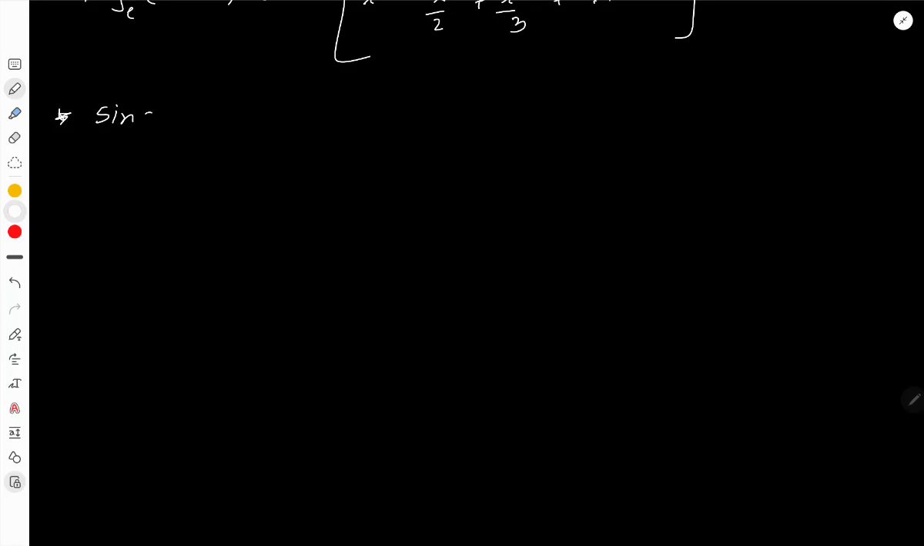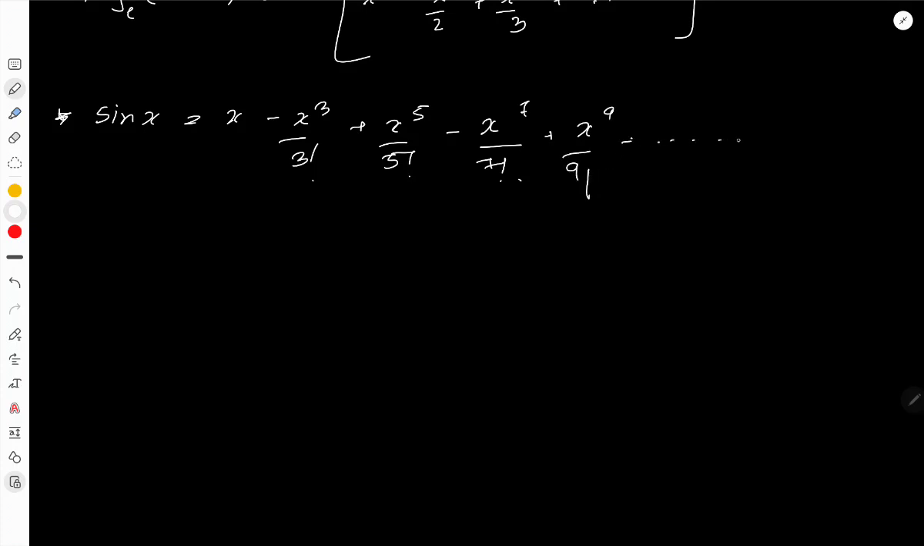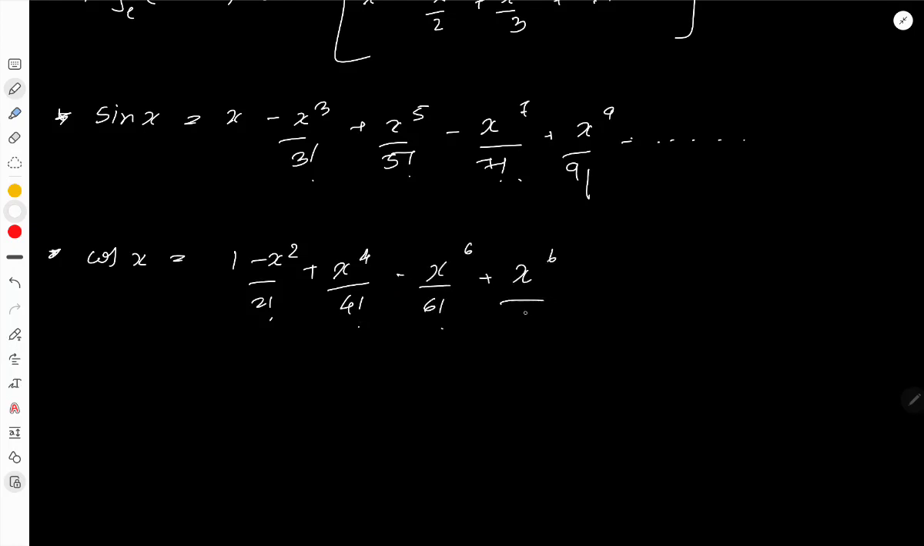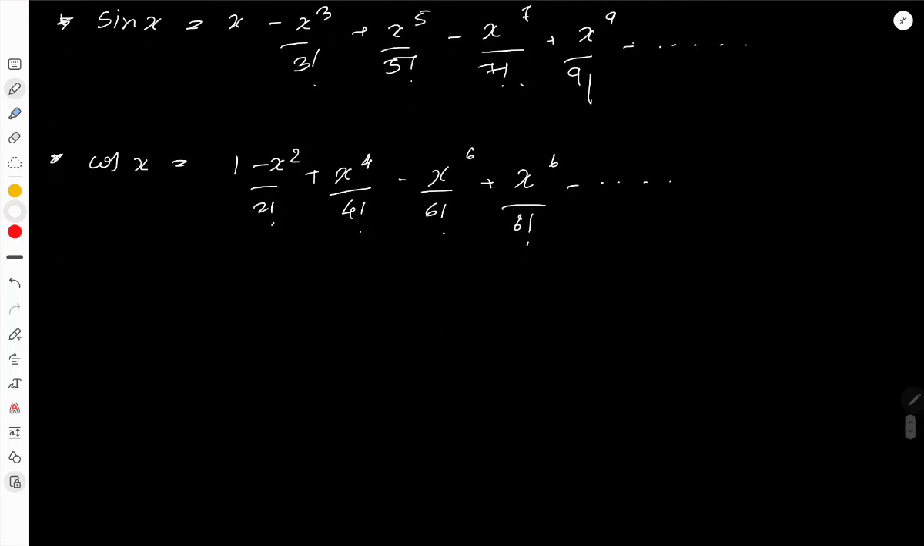Next is sin x, that is x minus x cube upon 3 factorial plus x to the power 5 upon 5 factorial minus x to the power 7 upon 7 factorial plus x to the power 9 upon 9 factorial, and alternately plus minus goes. Then cos x is 1 minus x square by 2 factorial plus x to the power 4 upon 4 factorial minus x to the power 6 upon 6 factorial plus x to the power 8 by 8 factorial, and alternately plus minus it goes.